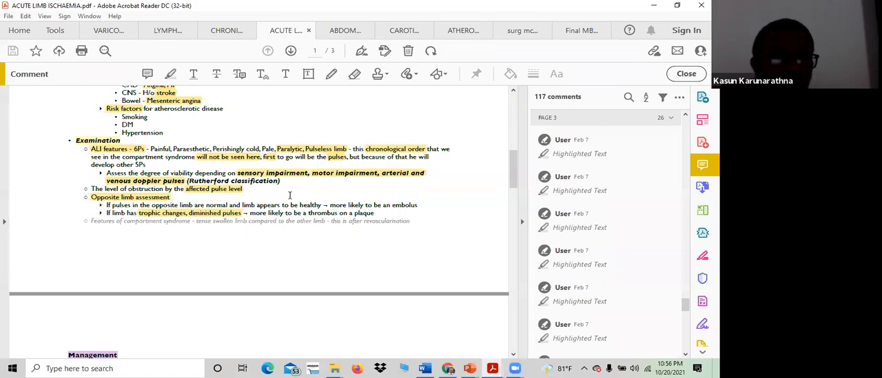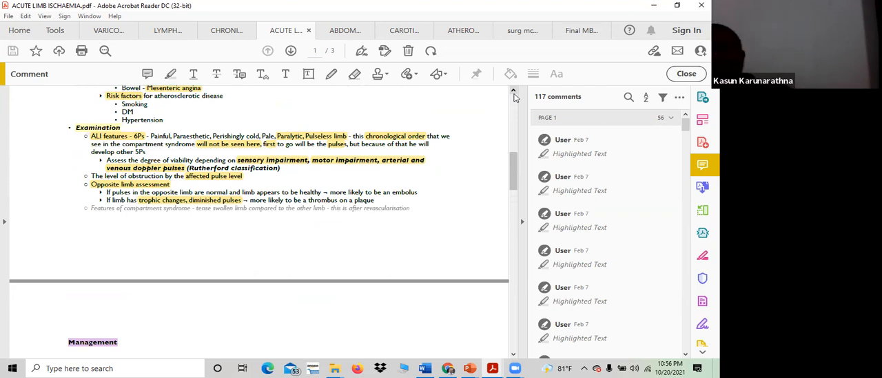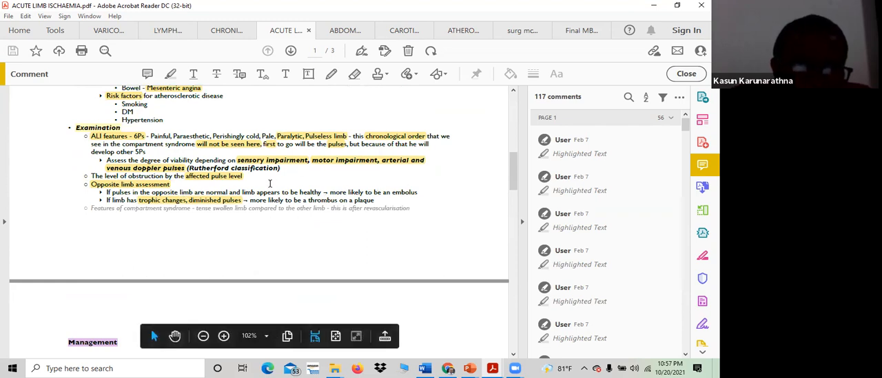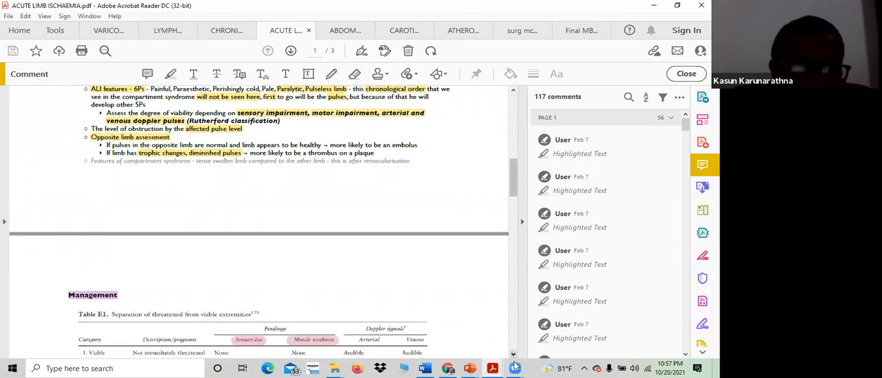Assess the degree of viability depending on sensory impairment, motor impairment, arterial and venous Doppler signals. The level of obstruction is found by the affected pulse level. You can feel the pulse and decide at which level the occlusion is. If there's occlusion at femoral level, below it you won't feel pulses. If it is at a higher level, femoral pulses will be palpable. Opposite limb assessment: if pulses in the opposite limb are normal and the limb appears healthy, more likely to be an embolus, right? That's what I said. If the opposite limb also has trophic changes, diminished pulses, more likely to be thrombus on a plaque. Chronic atherosclerotic disease already in both limbs, and there's a possibility of plaque rupture, right?